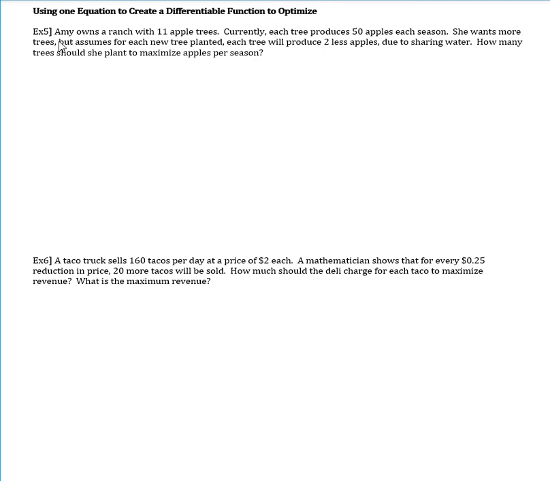All right, so in this example, it says Amy owns a ranch with 11 apple trees. Currently, each tree produces 50 apples each season. She wants more trees, but assumes for each new tree planted, each tree will produce 2 less apples due to sharing water. How many trees should she plant to maximize apples per season? Okay, so we want to maximize apples.